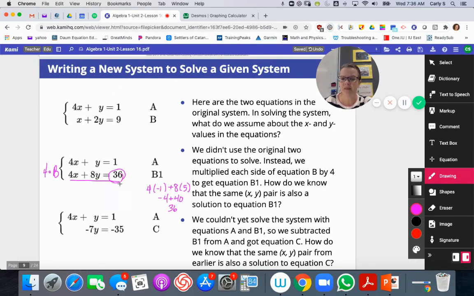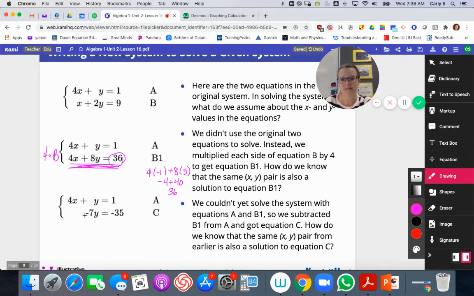Then to get from here to this next step, we subtracted them. So I kept the first equation there, but I subtracted these 2 equations, and I plugged my answer to those subtractions right there. So 4x minus 4x is gone. y minus 8y is -7y. 1 minus 36 was -35. So this right here is another equivalent equation.